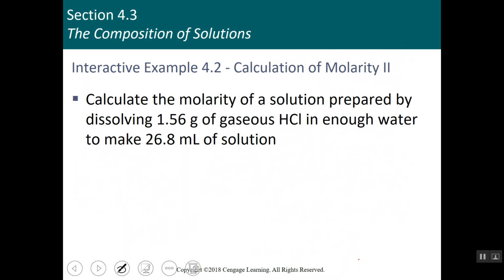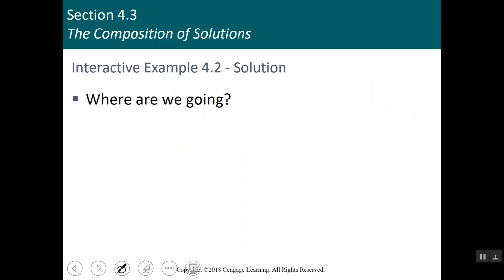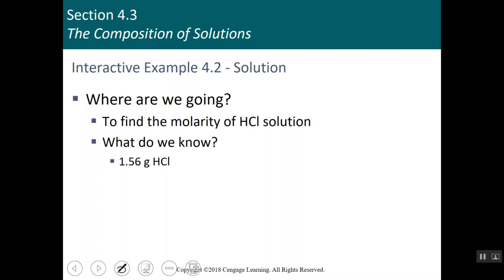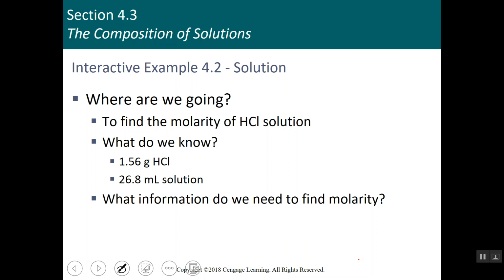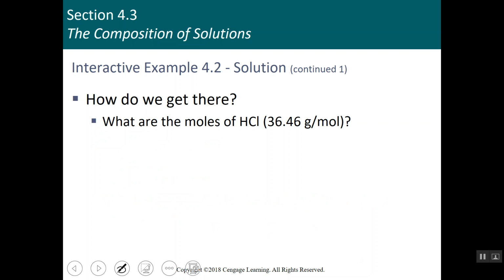This one it does lead you through. Calculate the molarity of a solution prepared by dissolving 1.56 grams of gaseous hydrogen chloride in enough water to make 26.8 milliliters of solution. So we want to find the molarity. What do we know? We know how much hydrogen chloride gas we have. We also know how many milliliters of solution that we're making. What information do we need? We need to figure out how many moles of solute, and then we'll use the molarity equation.